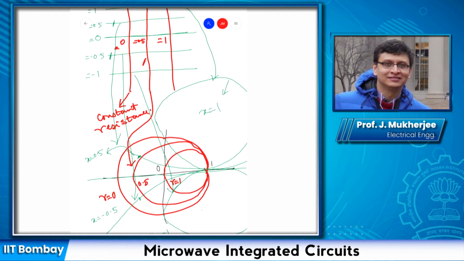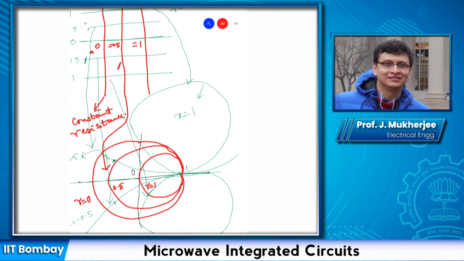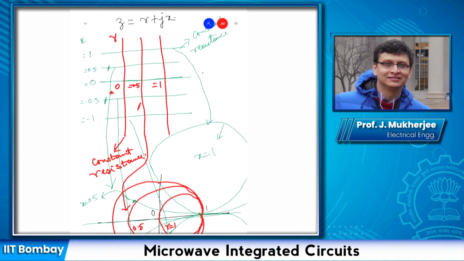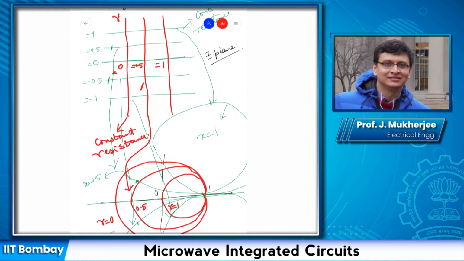Now here I would like you to go through the derivations of these circles. These are given in the book by Gonzalez or even in Pozar. So the exact equations for these circles, please go through it once. So this is our gamma plane, whereas this is our z plane. Hope this is clear.